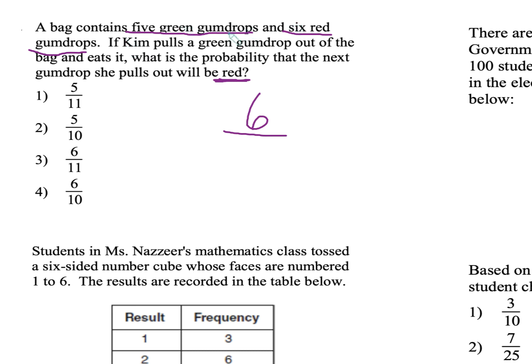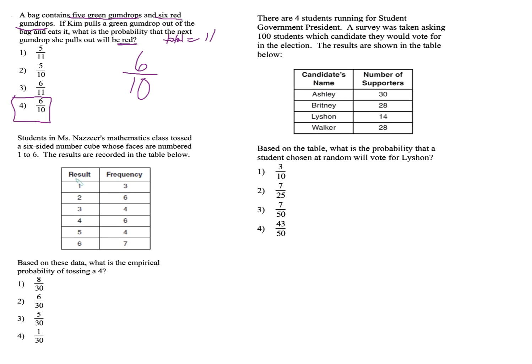So how many gumdrops were there all together? In the beginning, she had 5 and 6, so she had a total of 11. But remember, she ate a green one, which means she only has 10 left. So our probability is 6 out of 10. So our answer is number 4. And notice they did not reduce it. So that's why I always tell my students, when you write your fraction, check, because for some reason, sometimes they don't reduce. I notice with probability questions, they like to give tables.